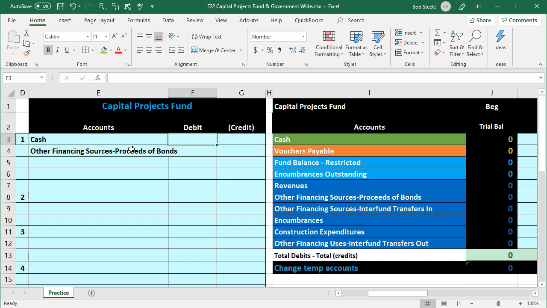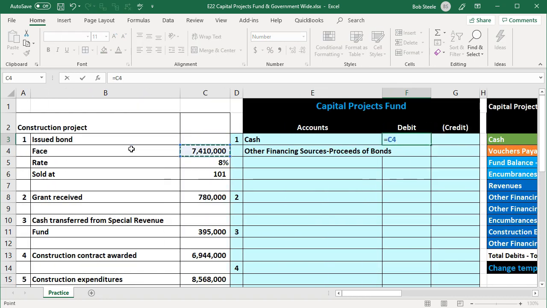So we're going to track the face amount of the bond, and that's going to be equal to, we'll scroll over to the 7,410,000 face amount. The premium and interest will be tracked in a debt service fund. We're not going to get into the debt service fund with this example. We're concentrating on the capital projects fund primarily and the government-wide activities. So we're going to say debit and credit.